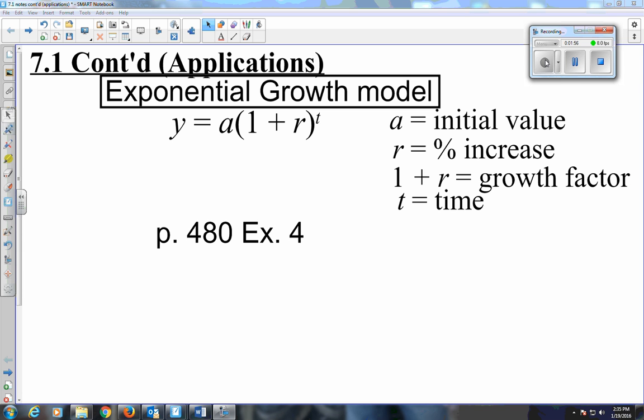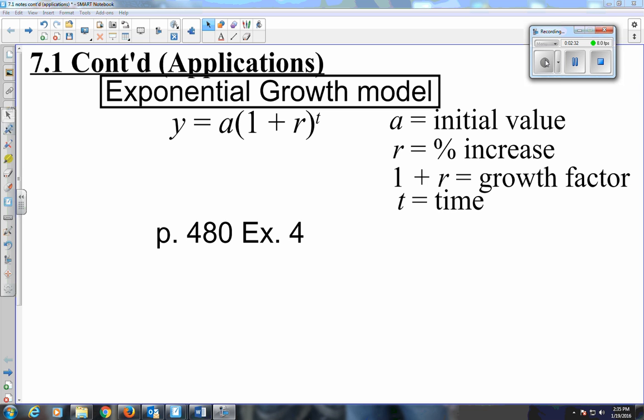Okay, while you're finishing up, I'm going to talk a little bit about what it tells you here. The exponential growth model is of the form y equals a times (1 plus r) raised to the t power. That a is always the initial value. If you think about it for a minute, that should make sense, because if I'm starting when time equals 0, then (1 plus r) to the 0 is going to be 1. So when t equals 0, y is a. That's my starting place.